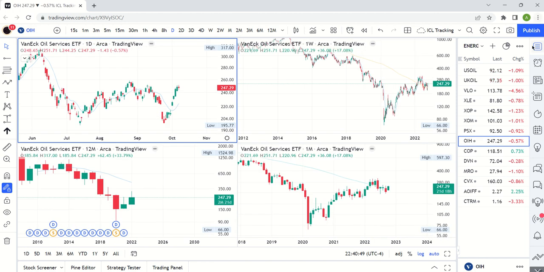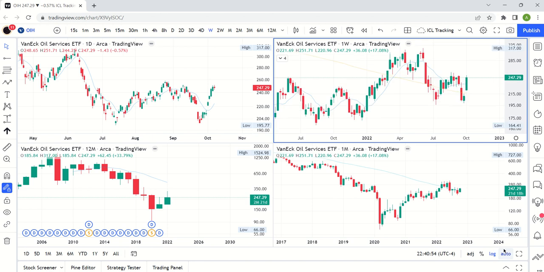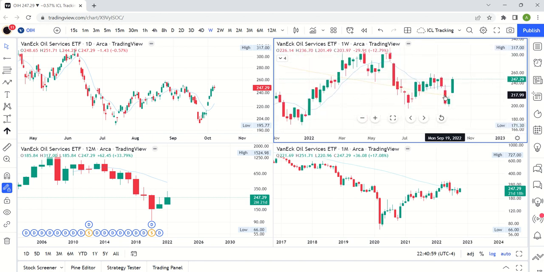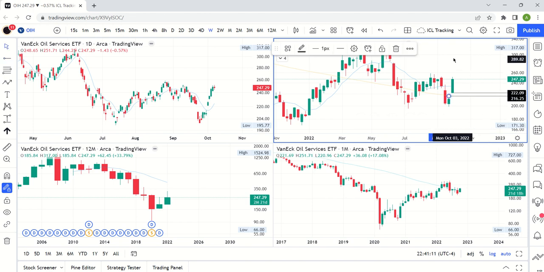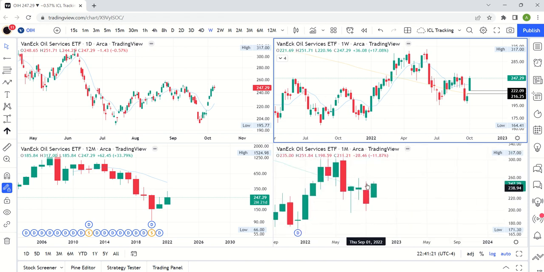So OIH, that's the VanEck oil services ETF, and this thing has some acreage on it. So we'll look at the weekly chart. That's your 200 week moving average in yellow, and you can see how it gapped above it. Again, gaps are really not to be trusted because they tend to get revisited, and that's important to know about, just kind of make peace with. So that's a gap between like 216 and 222. That's big. And we're now trying to come up here, make some higher highs.